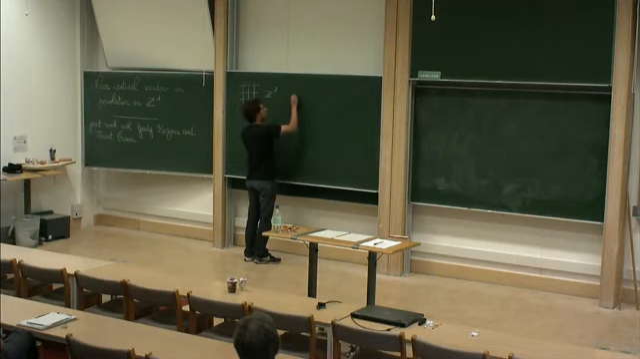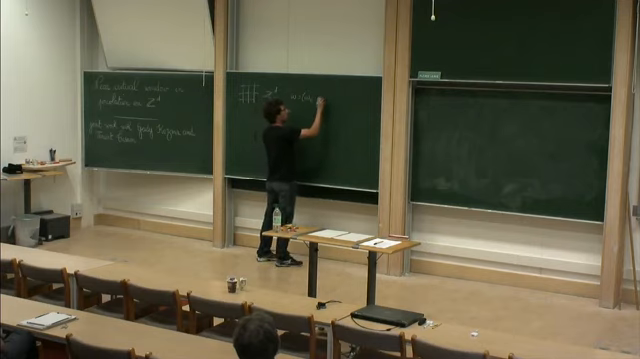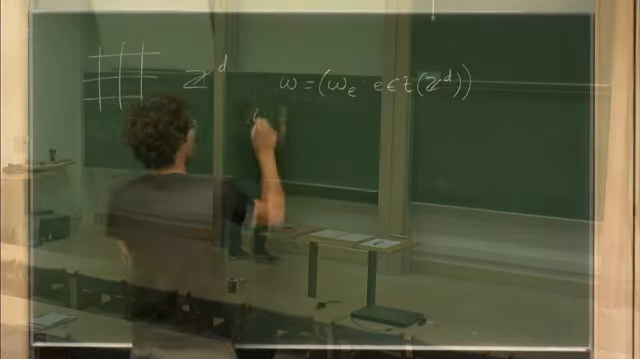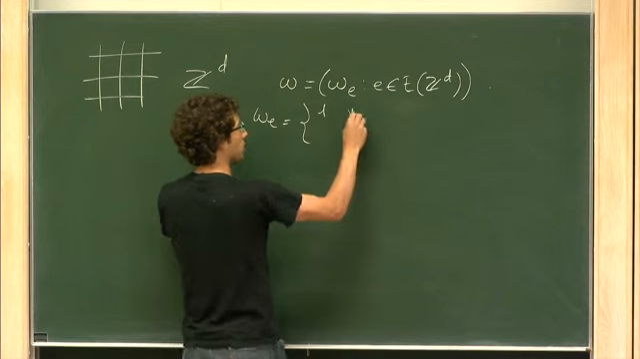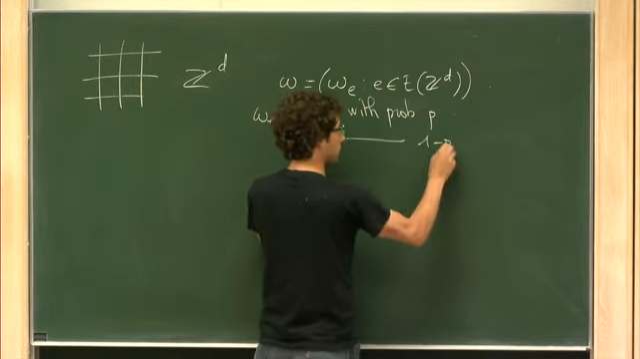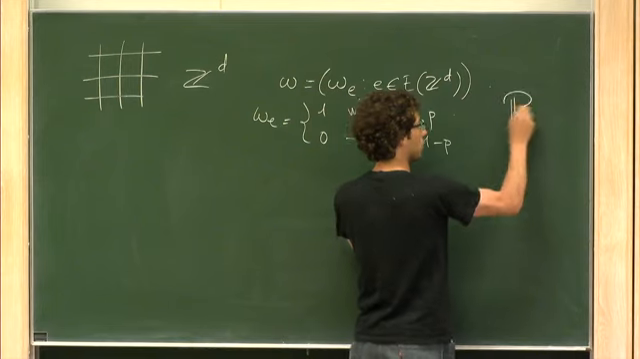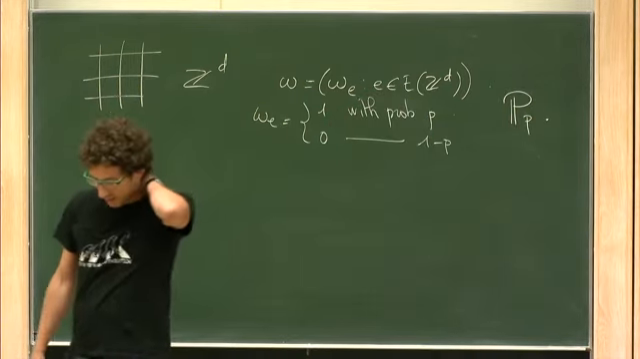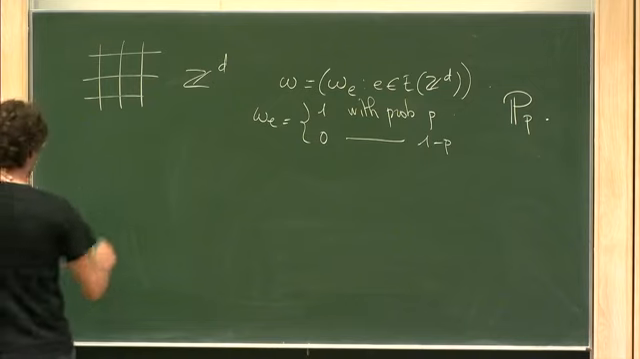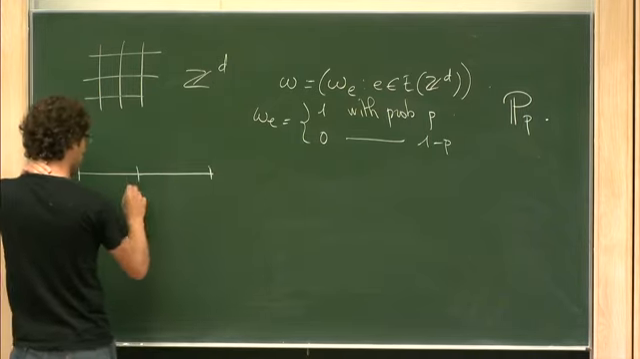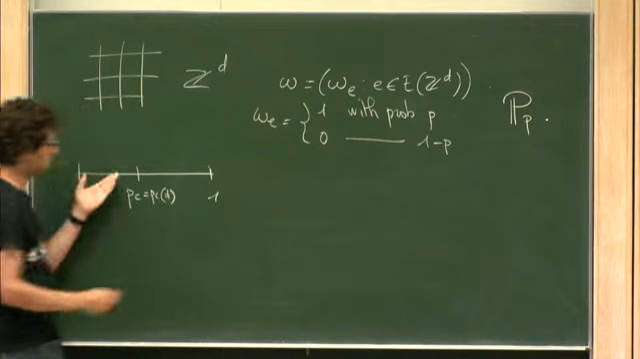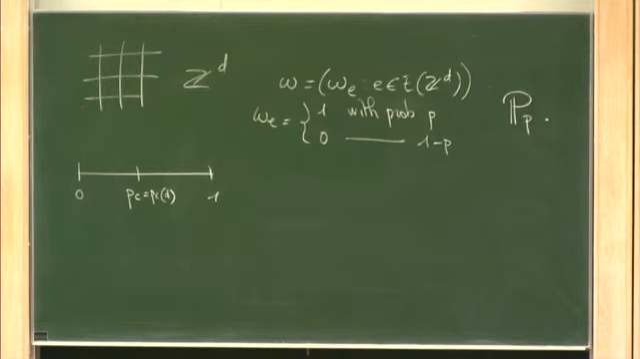I remind you that my percolation is on edges of Z^d. Every edge is open with probability p and closed with probability 1 minus p. I will denote the percolation measure by P_p. My goal is to study the phase transition of this model. There is a critical parameter, p_c, which depends on the dimension, below which I don't have an infinite cluster, and above which I do have an infinite cluster.